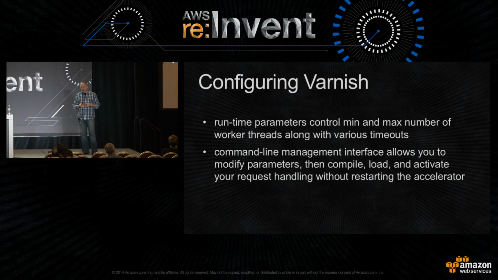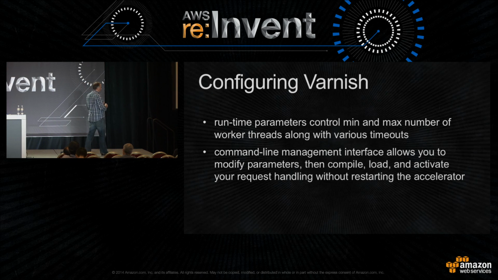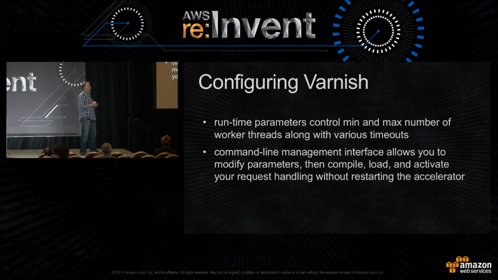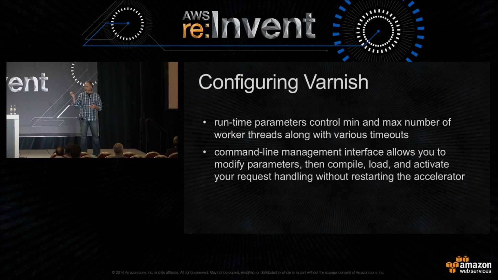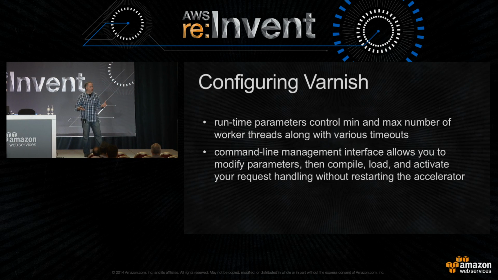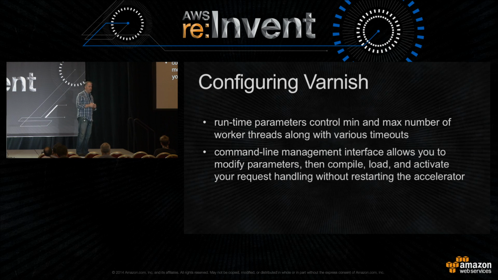So how do we configure Varnish? Varnish listens on port 6801. There's an administrator port as well. There are command line management tools that allow you to modify the parameters of Varnish. Again, compiling, loading, and activating your handlers without restarting the accelerator. This is important, right? Restarting an accelerator would mean an outage. And that would mean I'd have to have more Varnish instances or auto-scaling policies to take over where these guys went down. So restarting Varnish would be a bad thing in terms of performance.